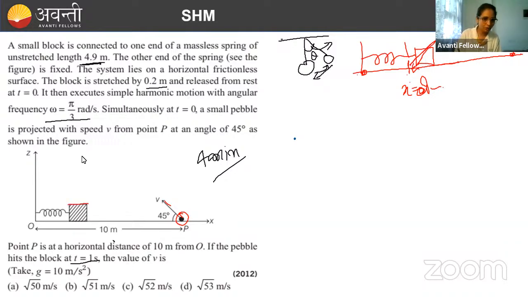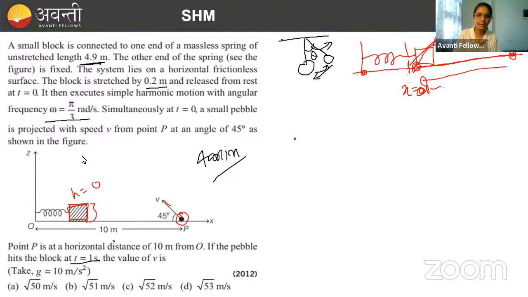Now here, the dimension of the block, we need to ignore its height, because this is a small block. This is almost a point object. Nothing is given in the question about its height, right? So we need to ignore its height. We need to assume that its height is almost 0. Done. So if the stone is hitting this block, it means it has completed its projectile motion. It has come back to the ground once again.